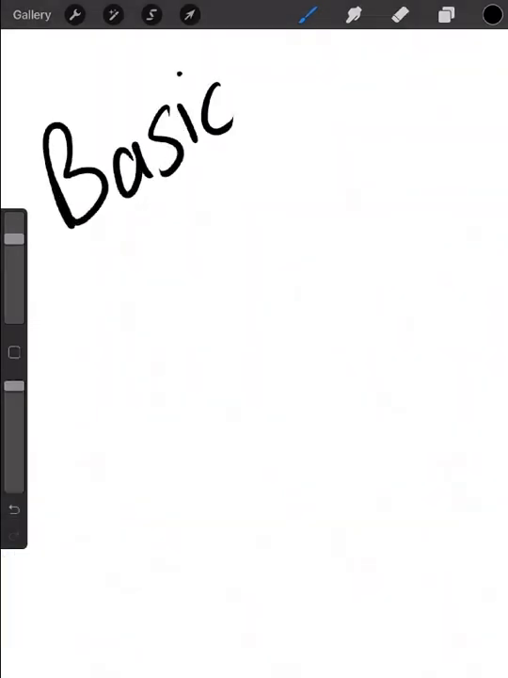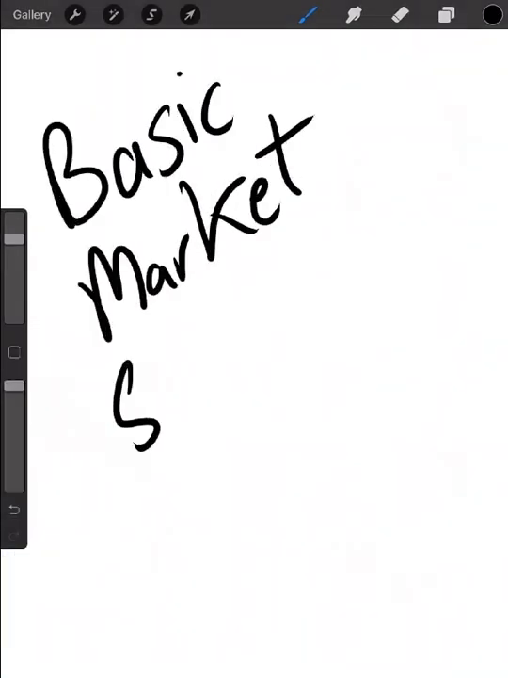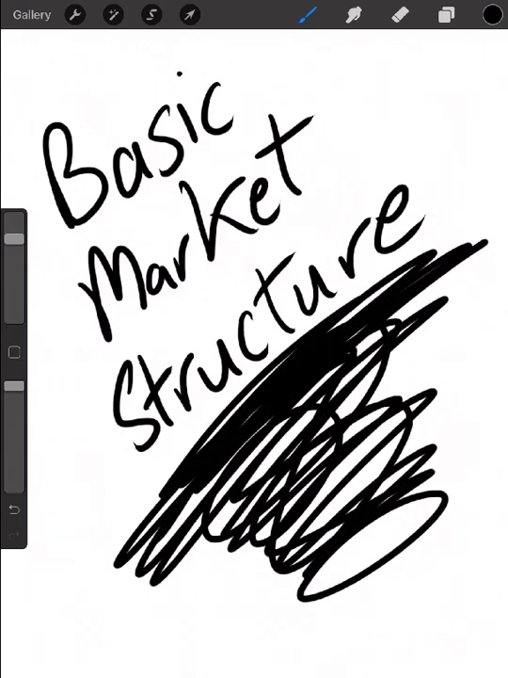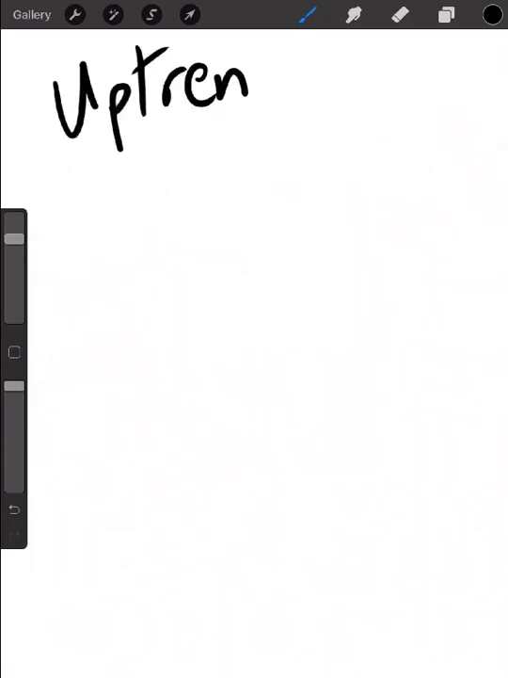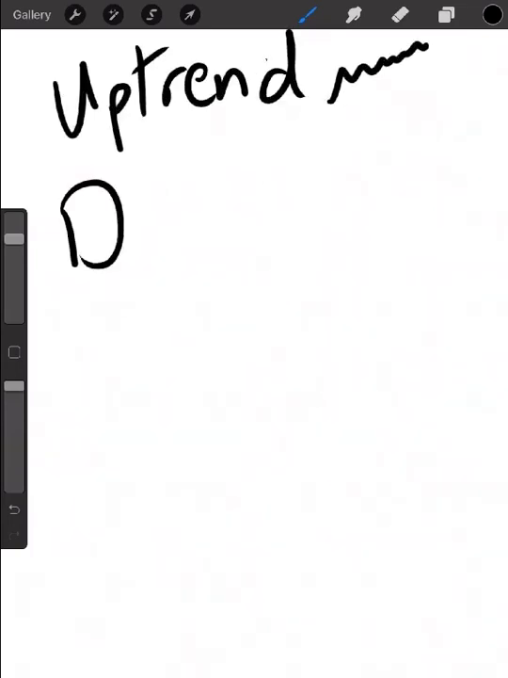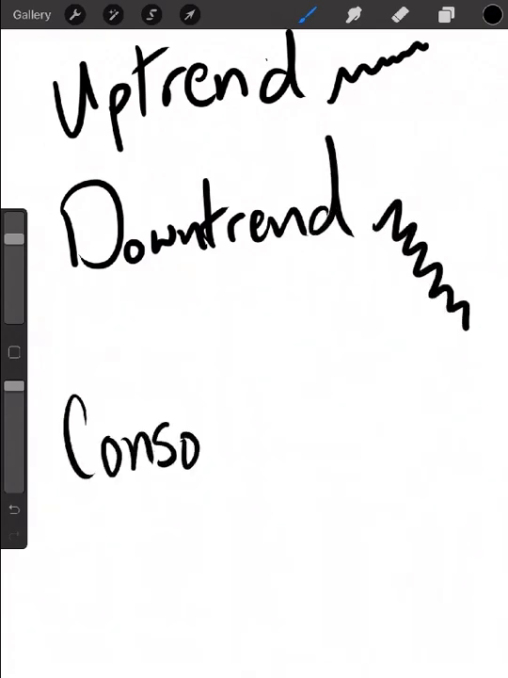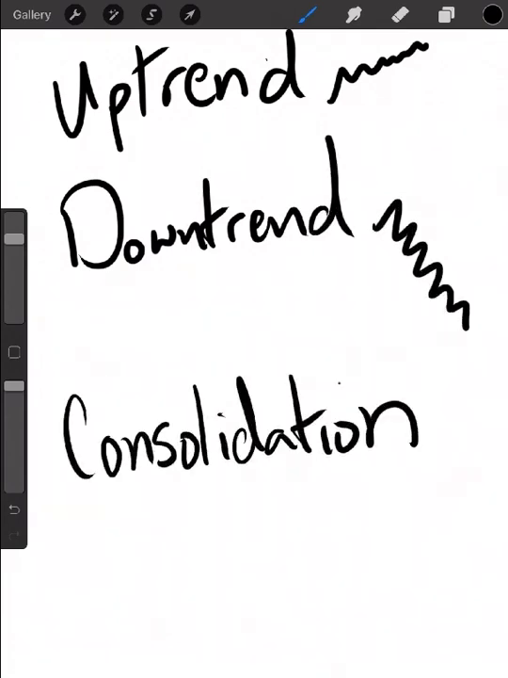So what we're going to go over here, just to start, is basic market structure. This is how the markets move at any given time, really. So you're going to have an uptrend, a downtrend, and consolidation. These are 3 ways the market can move at any given time.